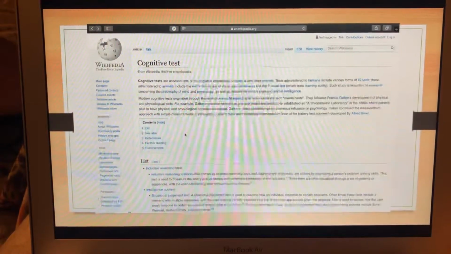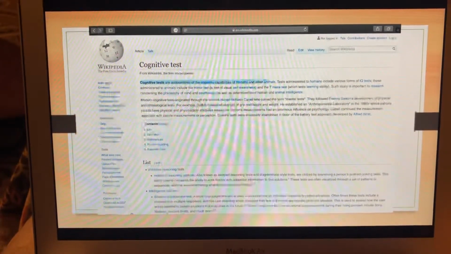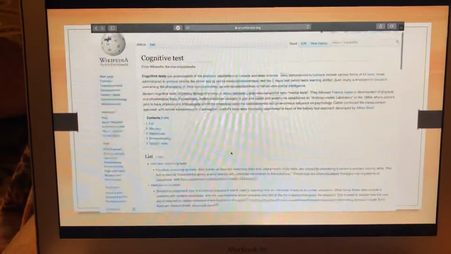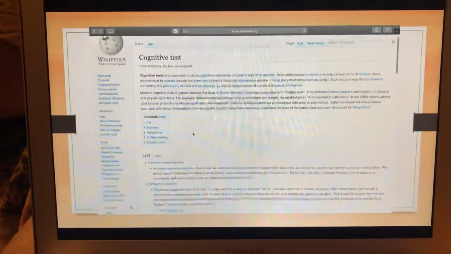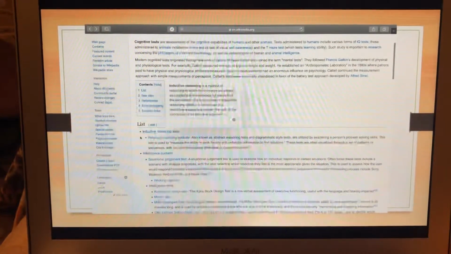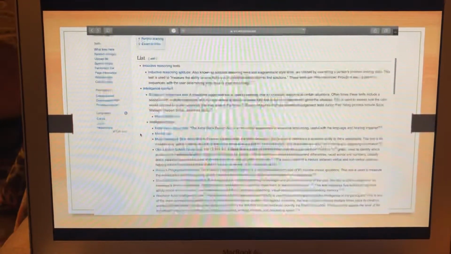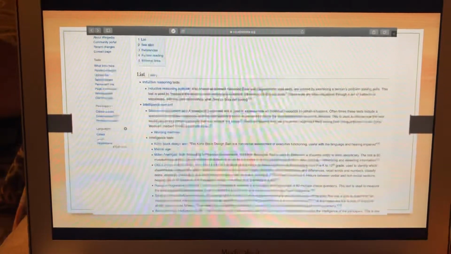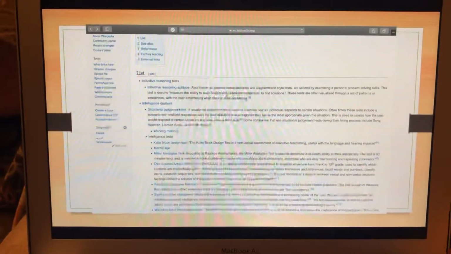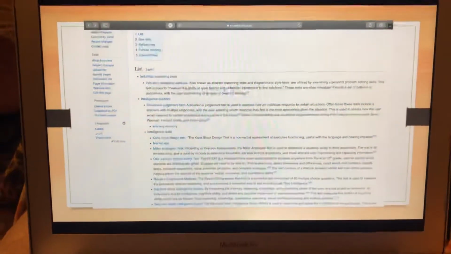So first, I'm just going to go over basically what a cognitive test is: an assessment of the cognitive capabilities of humans and other animals. If you go down to the contents, you can see we have our list, which was our main focus on this project. We have lists of inductive reasoning tests, intelligent quotient tests, and cognitive development tests. With inductive reasoning tests, there was only one test, so that one wasn't that hard. We just wanted to give a brief overview of what is being measured, and any different names for the tests that maybe people would have heard.